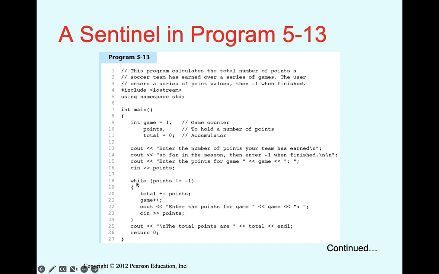And then we loop while points is not equal to -1. We add this point to the total, we increase the game, and then we print asking for another points, and we ask for a point. Then we check if it's not equal to -1, we add it, and so on. So this keeps adding the points until the user enters -1. Then we go outside the loop and print the total.